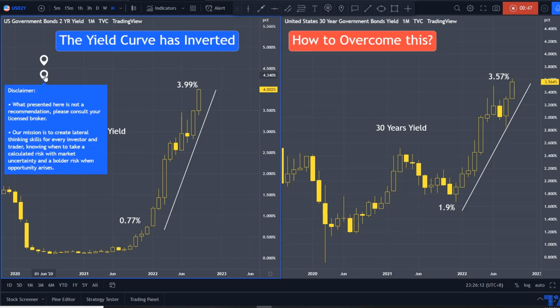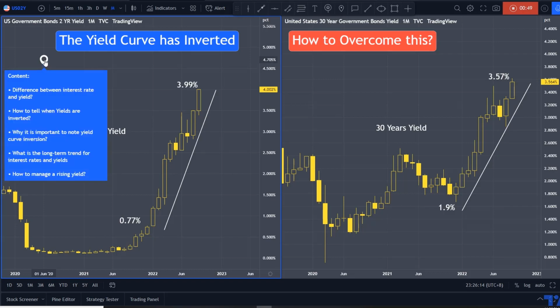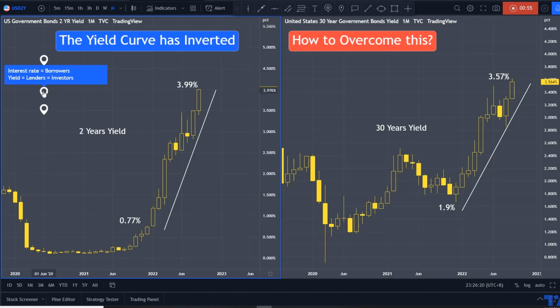Now let's get to the first part. What is the difference between an interest rate and a yield? Now I have prepared this here. That's right. Now, we have to understand that the interest rate is a benchmark for borrowers.